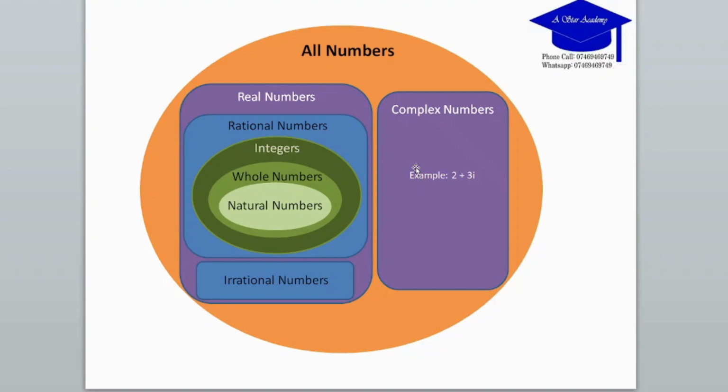So integers are just the numbers from minus infinity to like minus 5, minus 4, minus 3, minus 2, minus 1, 0, 1, 2, 3, 4, 5 up to infinity. These are integers. Now if we consider only from 0 up to infinity, they are whole numbers, so they are part of integers, and natural numbers are the numbers from 1 to infinity. So if we remove 0 from whole numbers, it becomes the set of natural numbers.